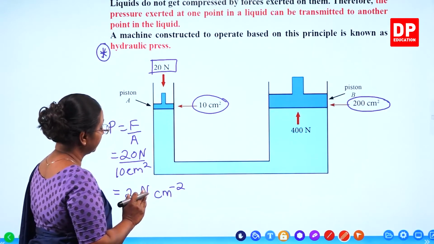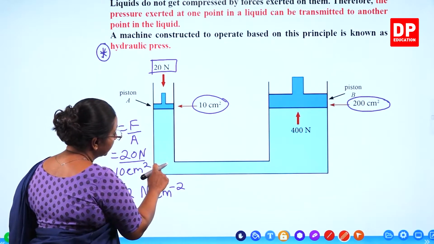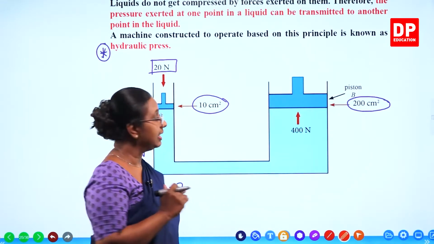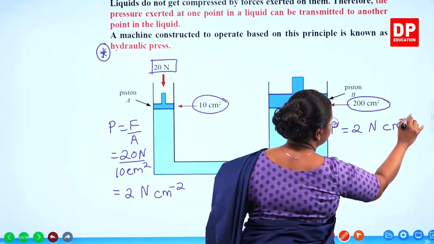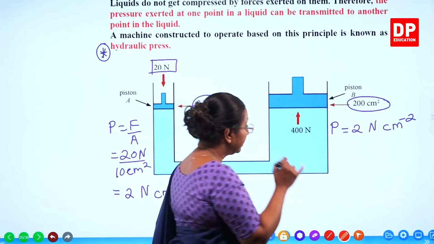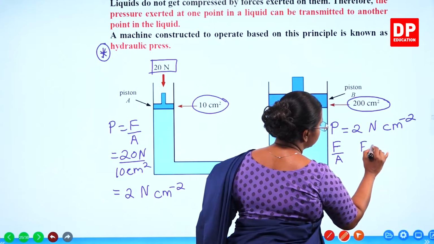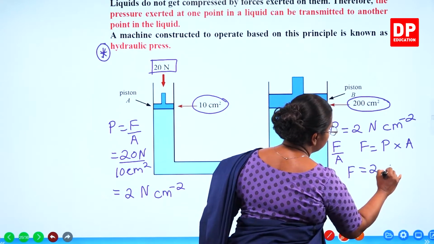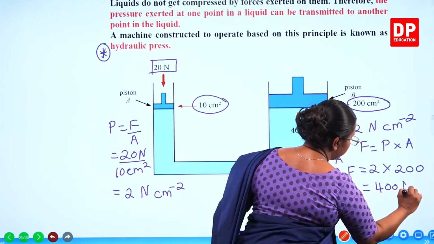So every unit centimeter, there will be a force of 2 Newton acting. So that pressure, 2 Newton per centimeter square, will be transmitted this way through this liquid. Again, the same pressure will be exerted there. So, on this piston also, piston B, the pressure is going to be 2 Newton per centimeter square. But the area of the piston is greater. So, again, if we write the equation for pressure, force over area. So, what is force? Force is going to be pressure into area. So, that means force is going to be, pressure is 2 into 200 centimeter square. So, therefore, the force becomes 400 Newton.